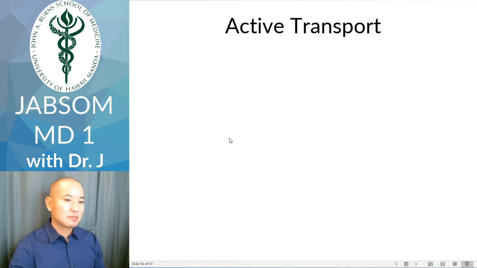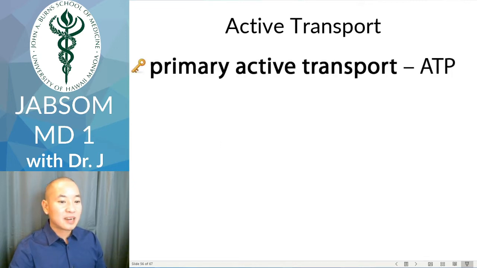Okay, now that we're done with passive transport, let's talk about active transport. So remember, passive transport does not require any additional energy. It's all due to differences in concentration and physics. And so think primary active transport. So again, ATP, that magical molecule, provides a lot of energy. So if it's active transport that uses ATP, it's primary active transport.